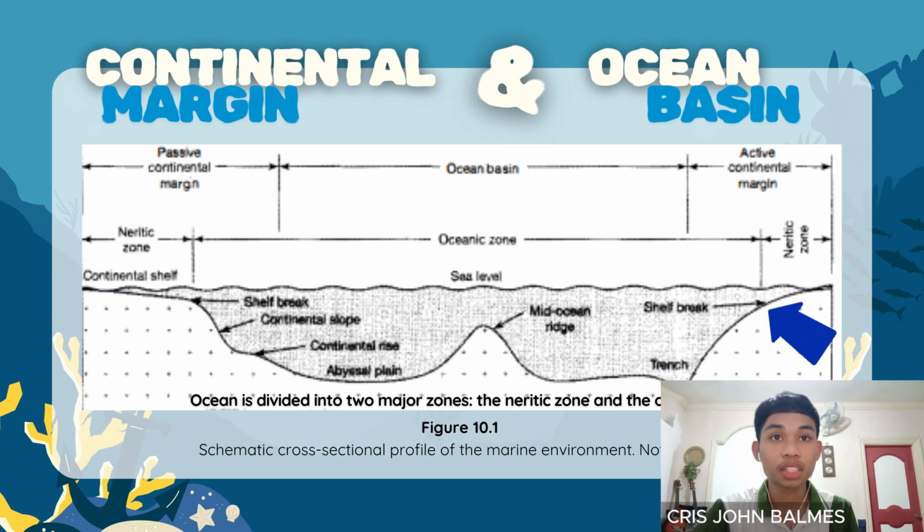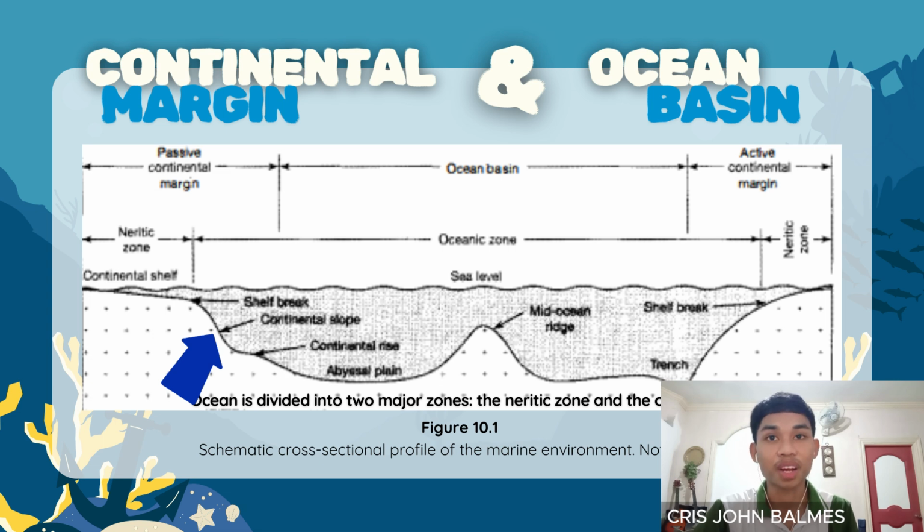So basically, shelf breaks are the submerged offshore edge of a shallow continental shelf where the seafloor transitions to the continental slope. And that would be this, the continental slope, which is the seaward border of the continental shelf.